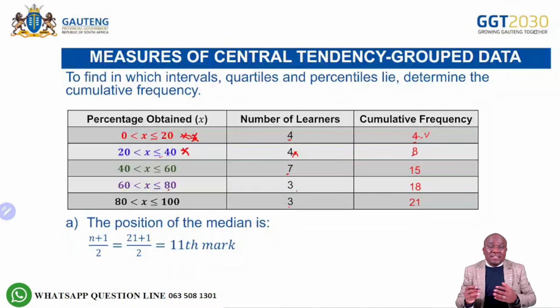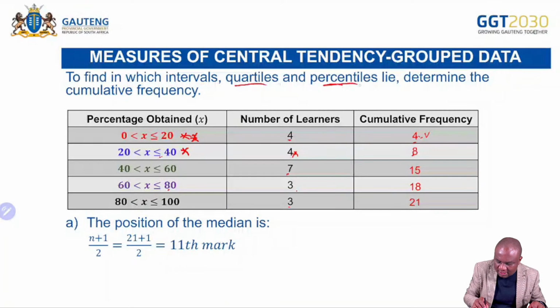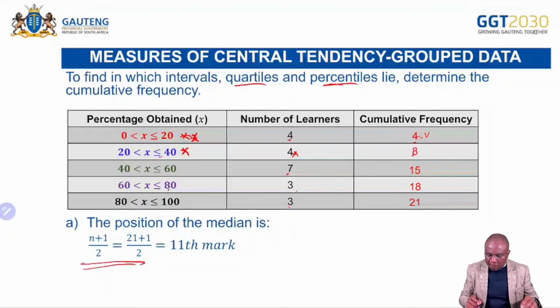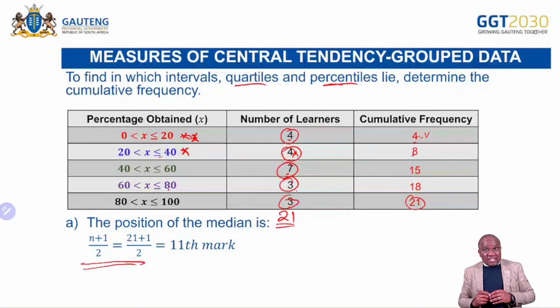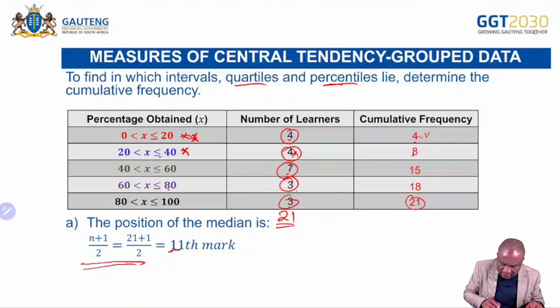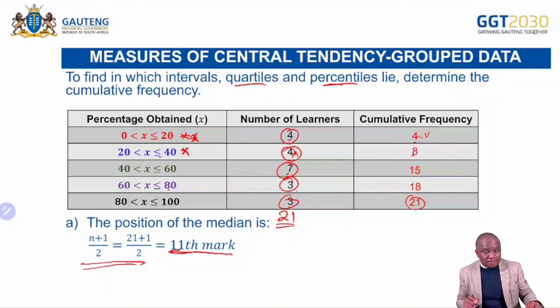Now, we want to find the median. Don't worry about these other ones. Let's concentrate on the median. The position of the median is, we use our formula to find the position n. Our n is 21. Remember also how to find the number of data items. You add the frequencies. This will give you 21. So it means there are 21 learners here, or 21 marks. And then when you use the formula, we find that the median is the 11th mark. So now, where is this 11th mark?